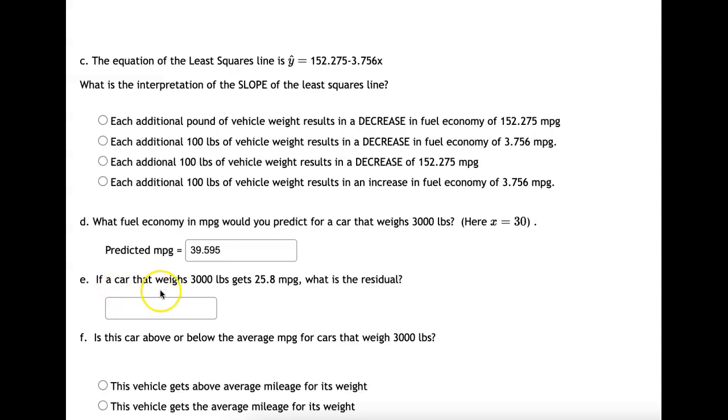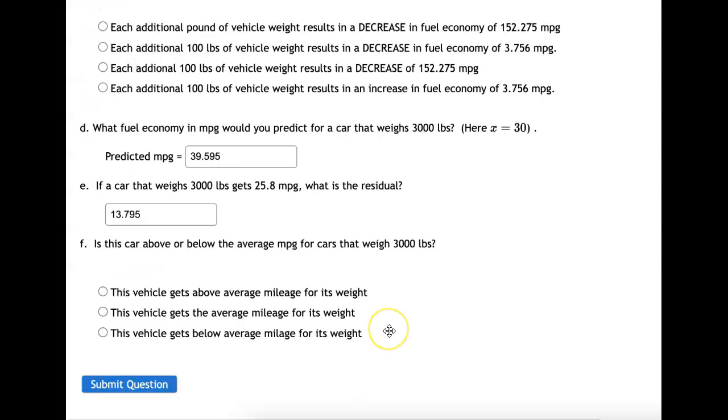E says if a car that weighs 3,000 pounds, and again, remember that's going to be an x value of 30 because we're only going for every 100 pounds. And they're saying, okay, let's say that the car actually gets 25.8 miles per gallon. What's the residual? A residual is the difference between the predicted and the actual. So this is our predicted for x equals 30. This is the actual. We simply want to subtract those two values, and that will be our answer here. Okay, and I got 13.795 when I subtracted 39.595 and 25.8.